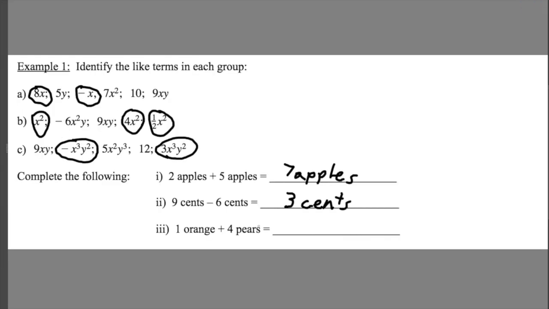1 orange and 4 pears will still remain as 1 orange and 4 pears for the same reason. They are not like terms. We cannot add them together to make 5. They remain separate as 1 orange and 4 pears respectively.